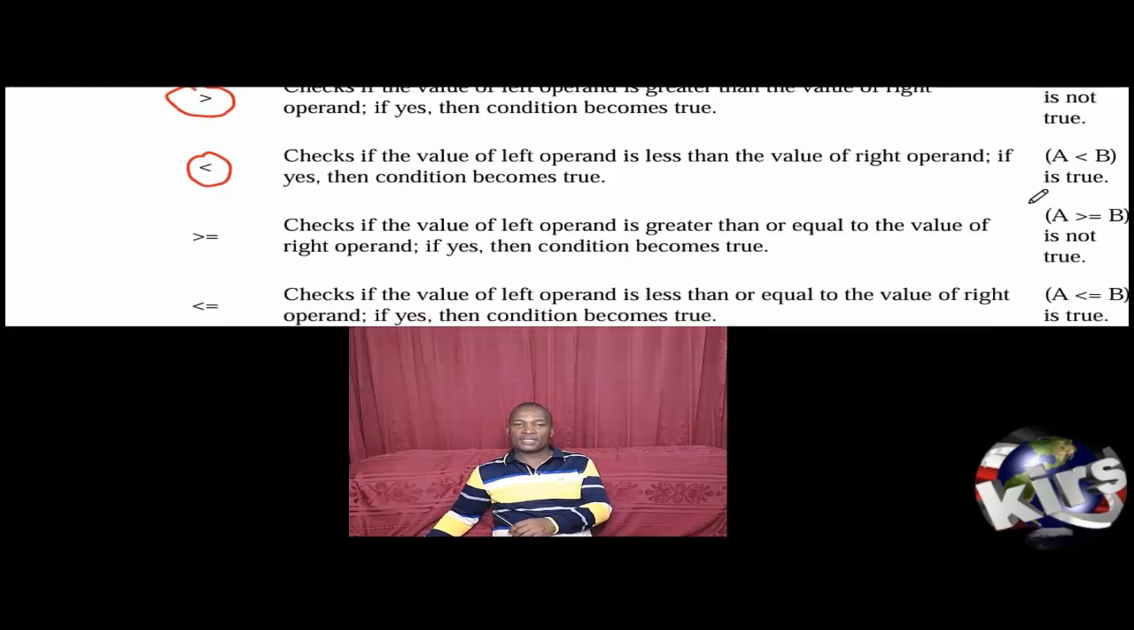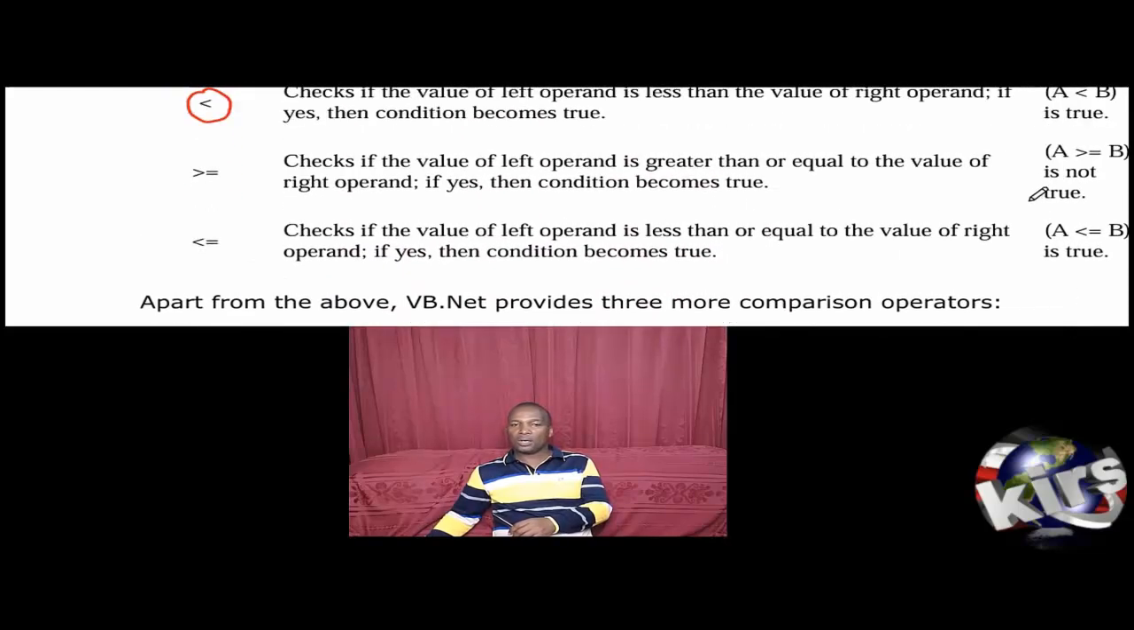Then we have the next comparison operator here. In our case, this one is read as greater than or equal to, and it checks if the value of left operand is greater than or equal to the value of right operand. If yes, then the condition becomes true. The question is, A, which in our case we had given an example as 2, is 2 greater than or equal to 7? This is not true. 2 is not greater than 7, neither is it equal to 7.